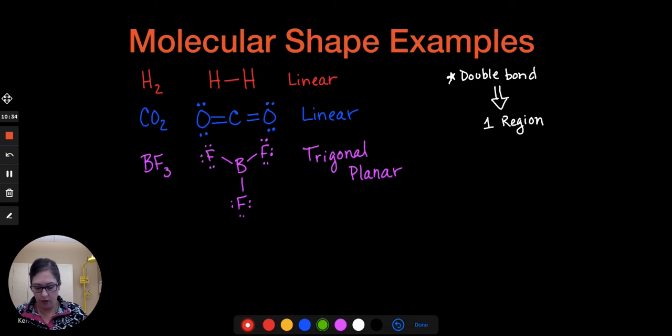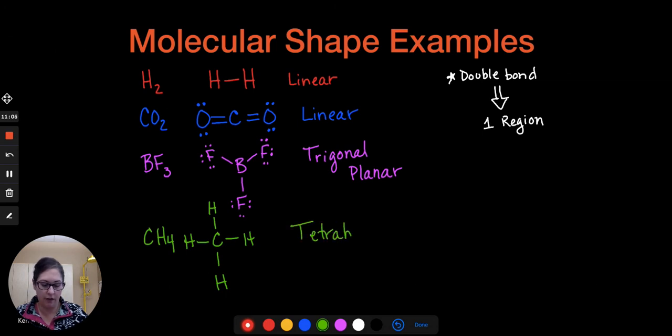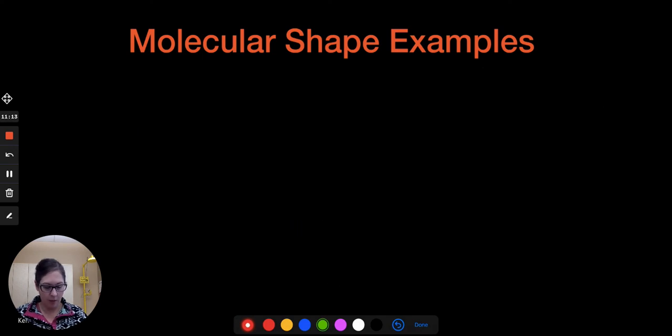Okay. Let's try a couple more. Let's do CH4. Okay, for CH4, we're going to have a carbon single bonded to 4 hydrogens. So again, the central atom is carbon. We have 1, 2, 3, 4 regions. All regions are bonded, and so this is what we would consider a tetrahedral. Okay, tetra meaning 4.